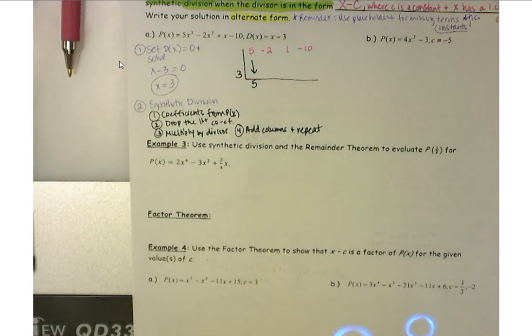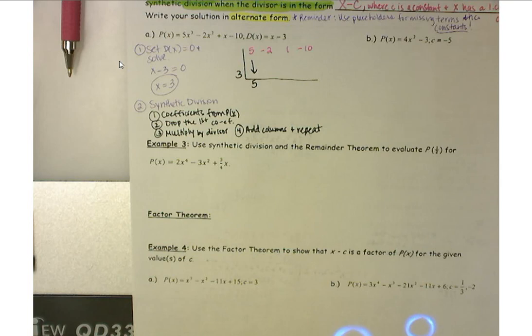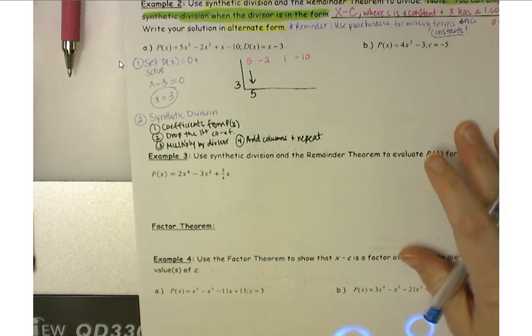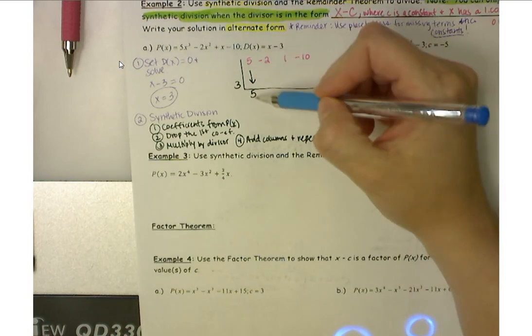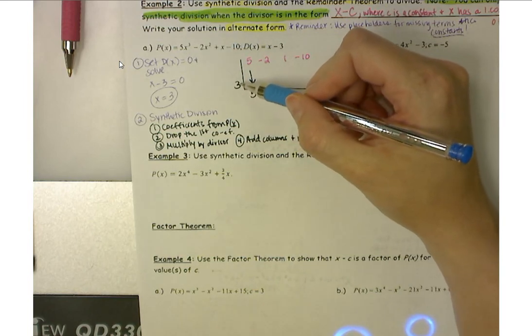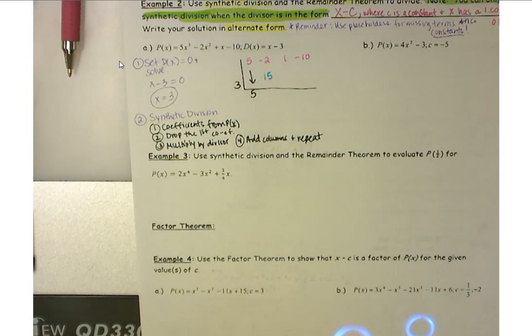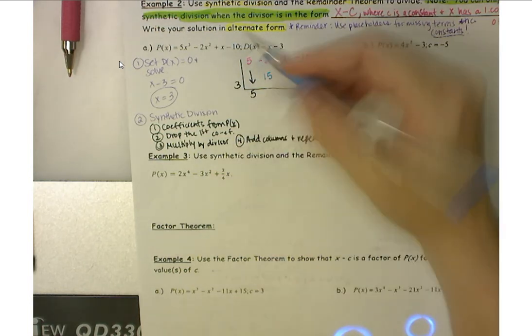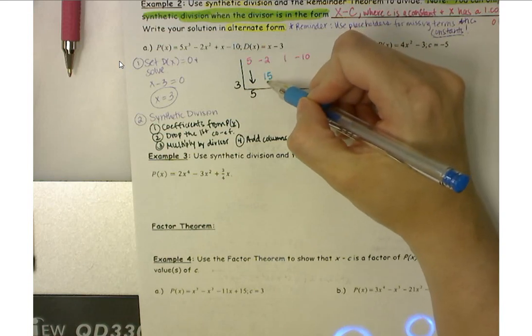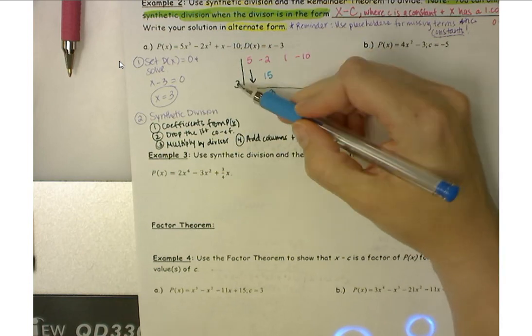So the first time I'll go over it just a little bit slower in case we forgot some things. And really I'll have you guys do it with me. So you drop the 5. You're going to do 5 times 3, which is 15. So that's going to go in the next open space. And then you're going to add straight down. So negative 2 plus 15 is? 13. Say it with me. Okay, so then 13 times 3 is? 39.